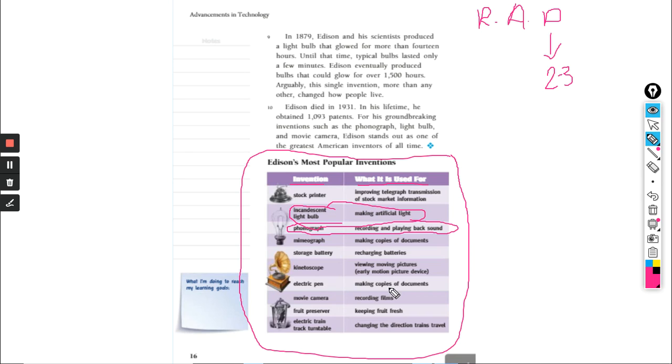Electric pen, making copies of documents. Oh, so this is basically before the copy machine. Movie camera, recording films. Oh, Miss Roby loves this. Okay, so I'm actually going to circle that. A fruit preserver that kept fruit fresh. Electric train track turntable, which changed the direction trains traveled. These are all really important things, but these are the three that I think were the most important. The light bulb, the phonograph, and the movie camera.